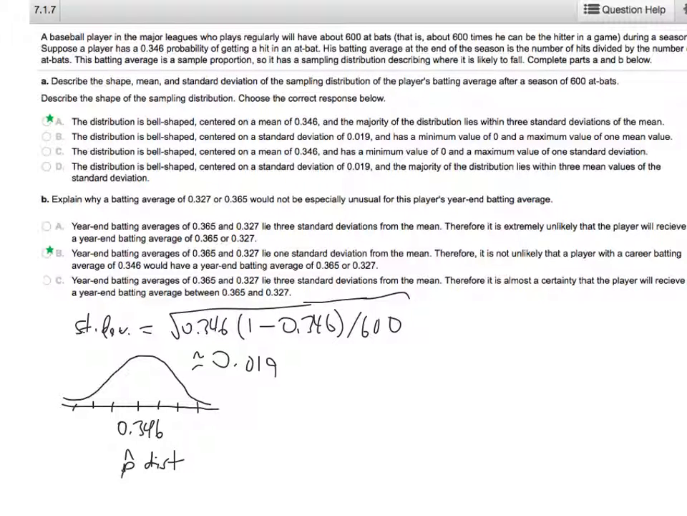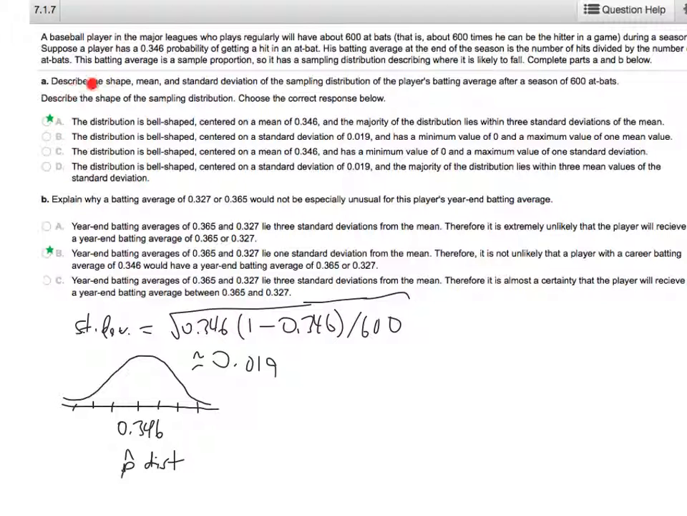Now we just have to answer the questions they gave us, but having a picture in front of you often helps. If I had more room, it wouldn't hurt to label these tick marks. So this would be 0.346 plus 0.019, and then plus another 0.019. This is what we're doing in class.